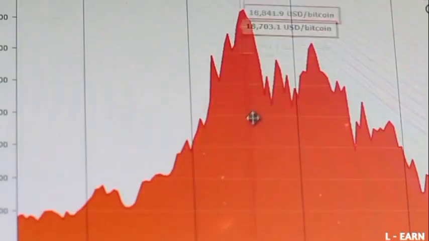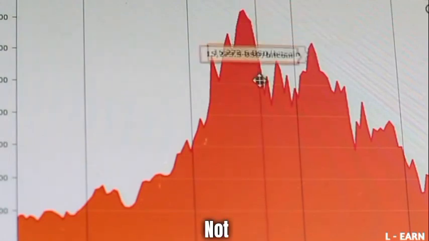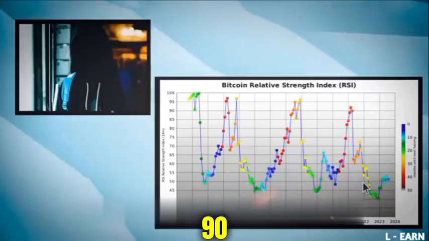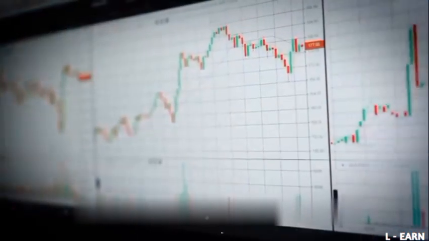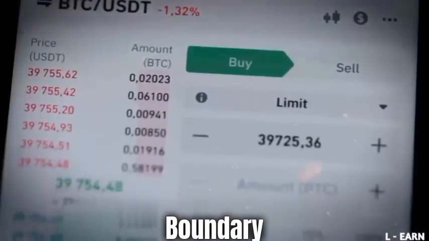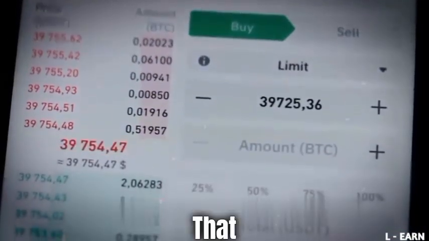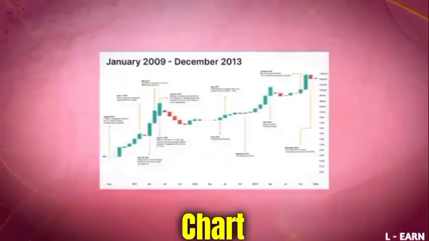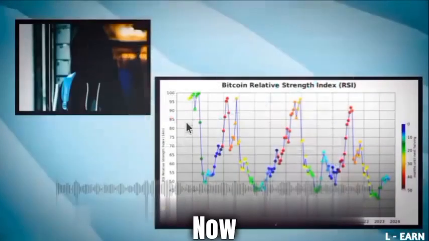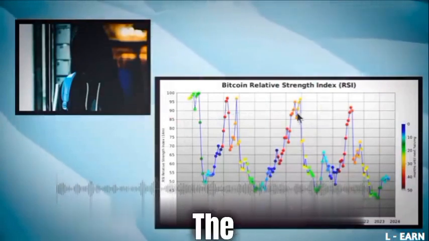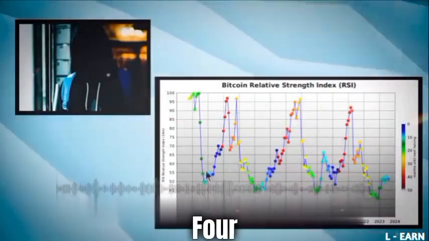Now note that for Bitcoin, the RSI is not in the 30 to 70 range, it's in the 40 to 90 range, and that means it's up all the time. Most of the time it's above this 50 boundary, which means it's in an uptrend. And we know that if we look at the Bitcoin price chart, of course, it's one big uptrend from 2009 till now. We also see in this chart the 4 bull markets and the 4 bear markets.